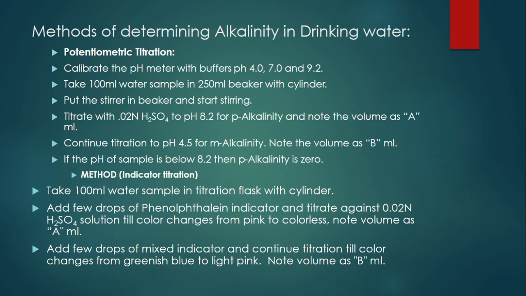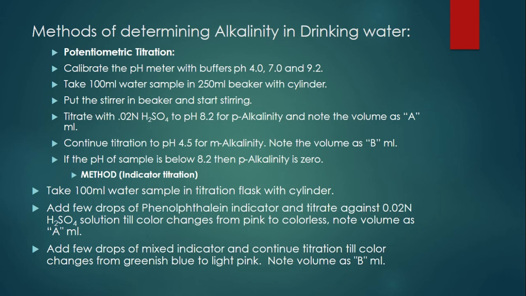Titrate with 0.02 normal sulfuric acid to pH 8.2 for P alkalinity and note the volume as A ml. Continue titration to pH 4.5 for M alkalinity. Note the volume as B ml. If the pH of the sample is below 8.2, then P alkalinity is 0.